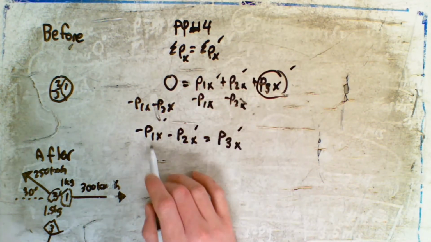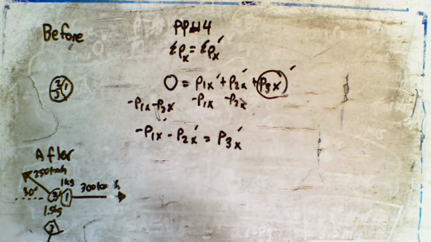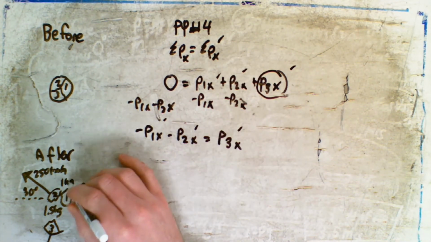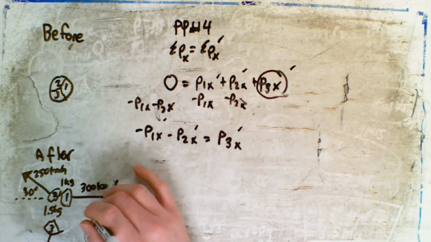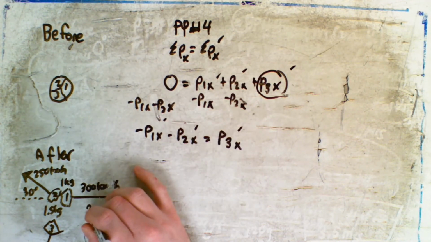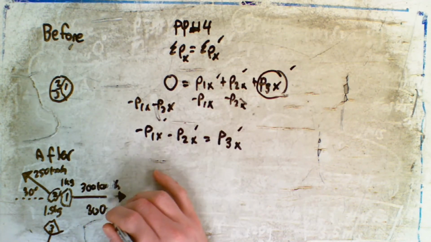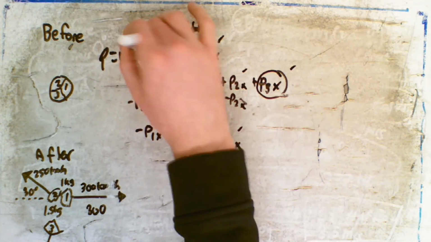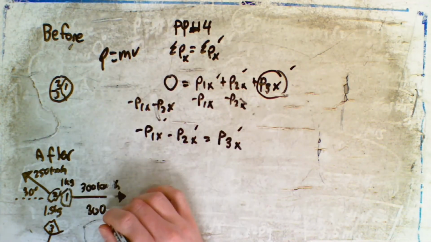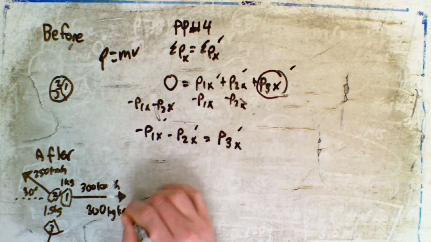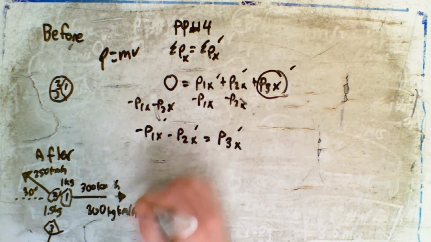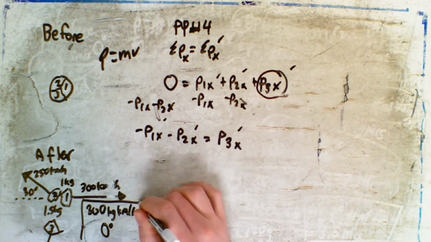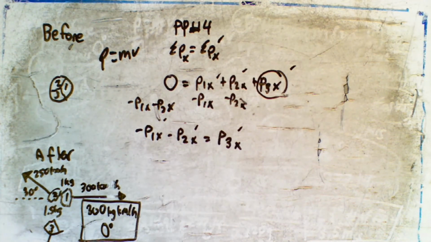So I can break these down into mass times velocity, but why? Let's save myself a little bit of time. So this is 1 kilogram times 300. I don't have to change any units as long as they're the same. So this is a momentum of, right, we're using P equals mv. So 1 times 300, kilograms kilometers per hour. And then it's going straight east, so that's going to be 0 degrees. So that's the momentum of 1.